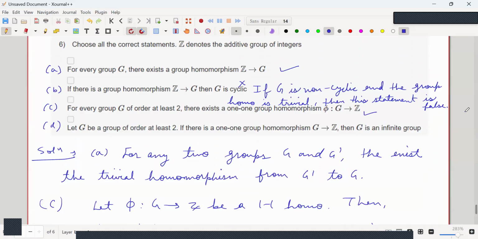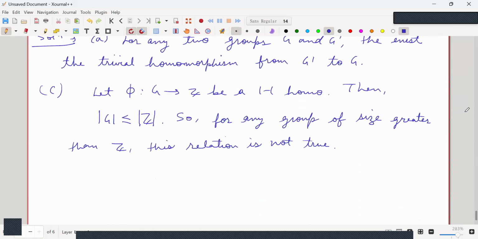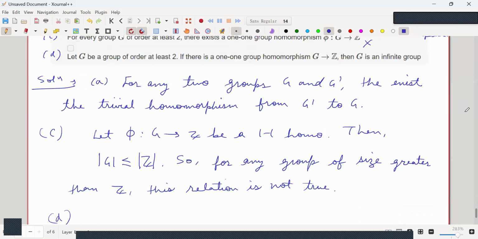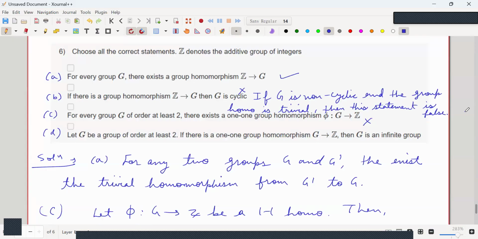Good that you were attentive. Now it says, let G be a group of order at least two, and there is a 1-1 group homomorphism from G to Z, then G is an infinite group. This one we have already done, so this one is also false, is it? This should also be false.